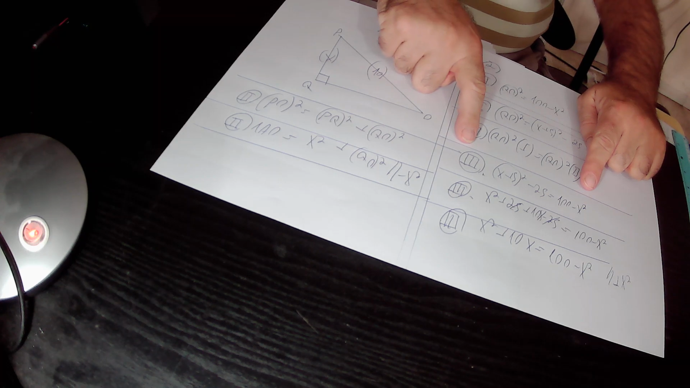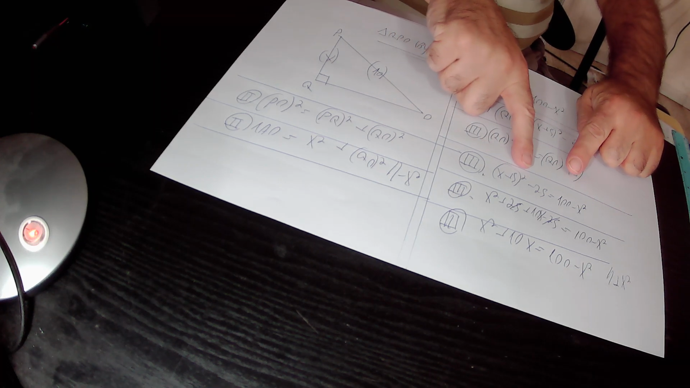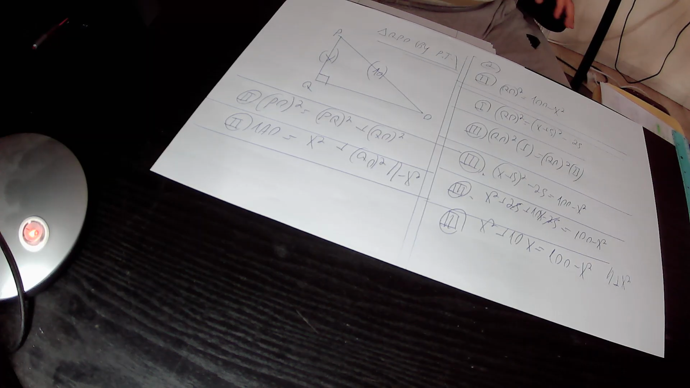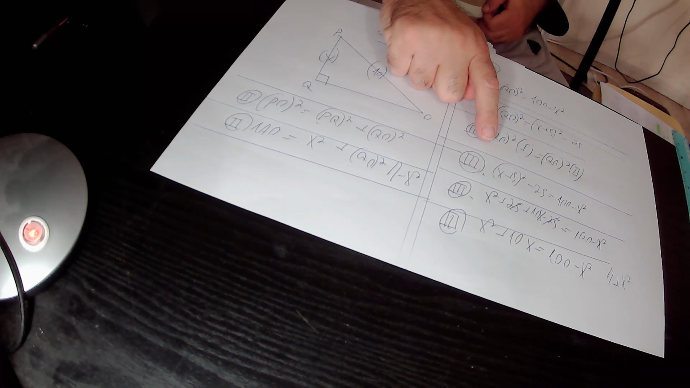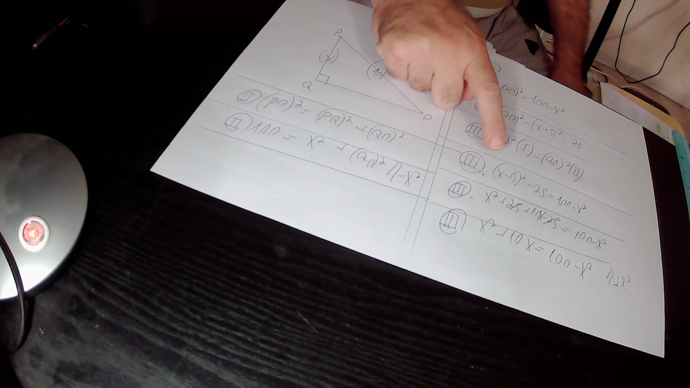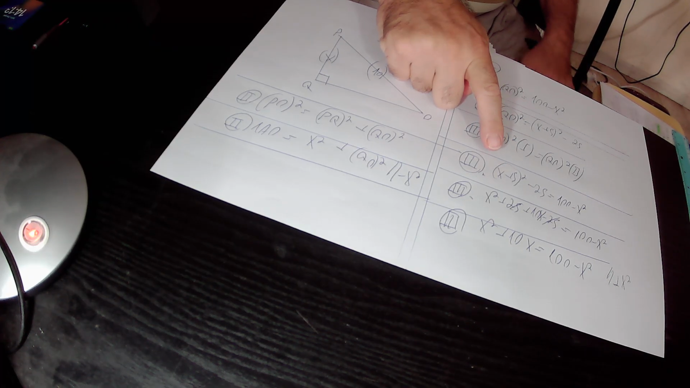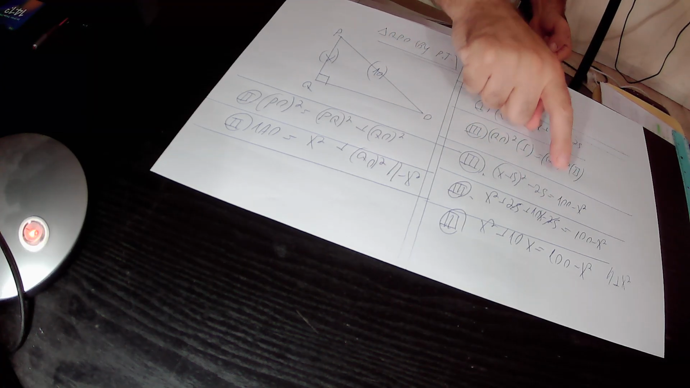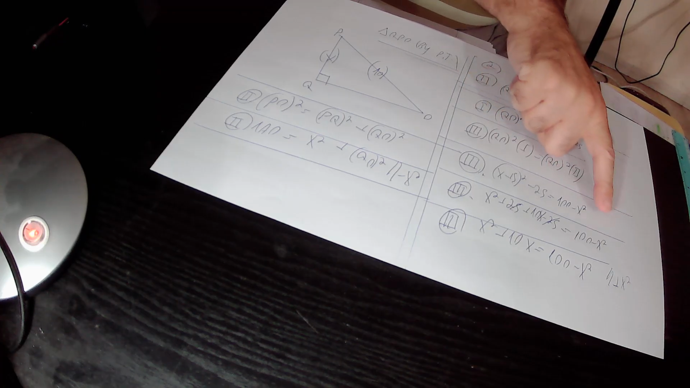QO squared according to equation 2 equals 100 minus x squared. So in total, according to equation 3, we should find out that (x plus 5) squared minus 25 equals 100 minus x squared. We open the brackets of this expression and finally found out that according to equation 3, (x plus 5) squared equals x squared plus 5 squared, that is 25, plus 2 times x times 5, that is 10x, minus 25, and it equals 100 minus x squared.